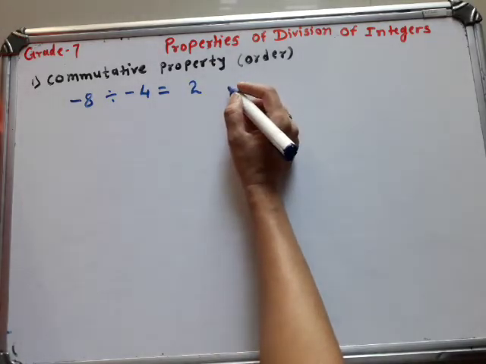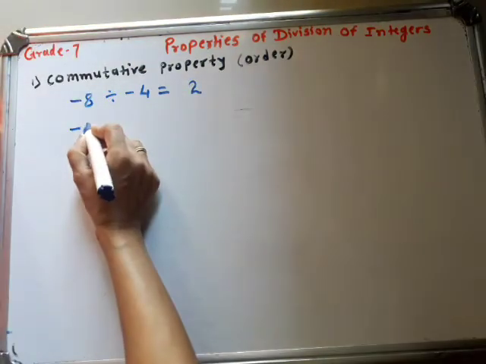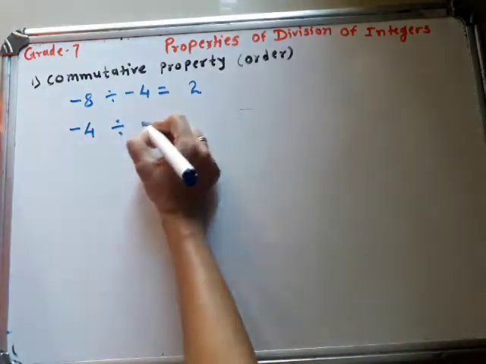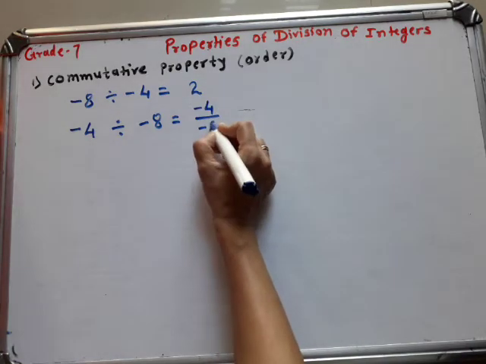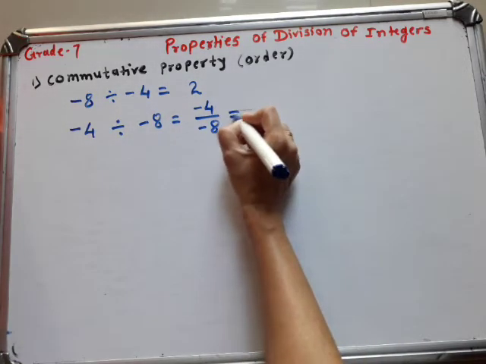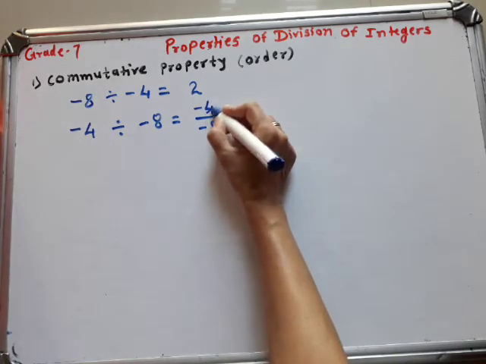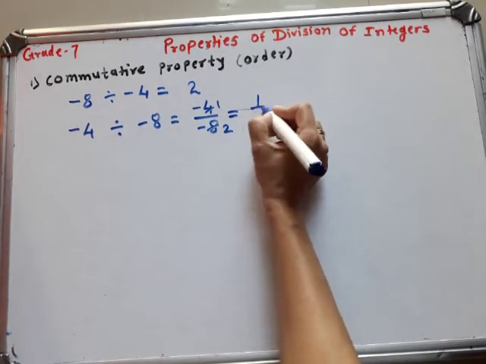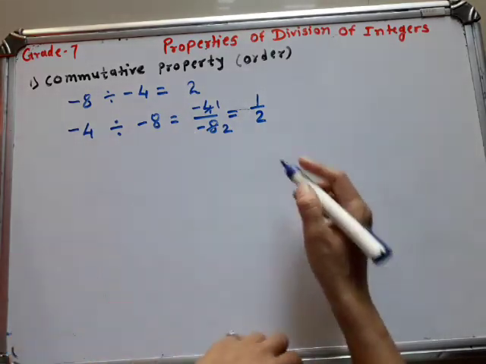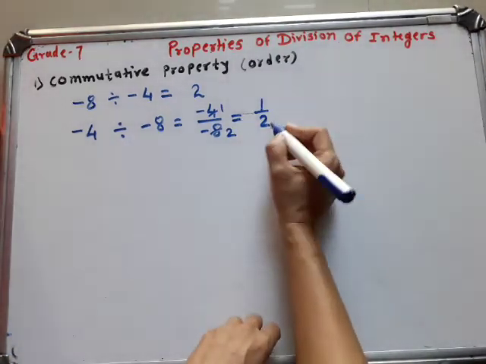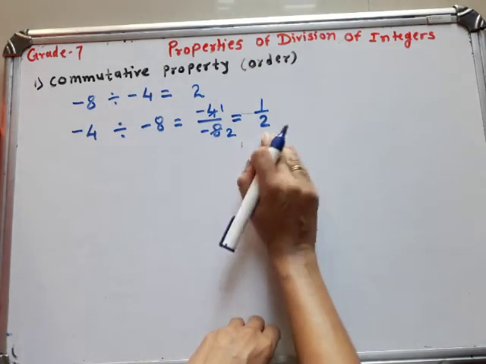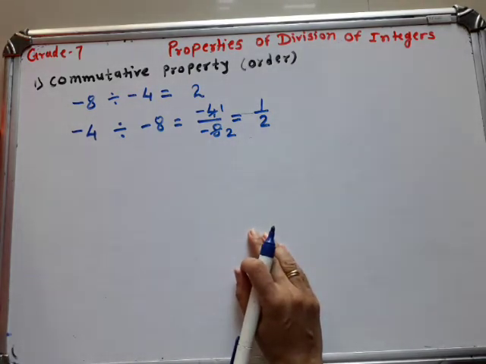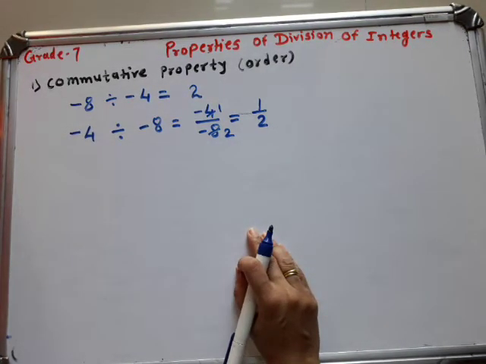But now we change the order of the numbers. Suppose we divide minus 4 divided by minus 8. This is possible. See here, 4 divided by 8: 4 ones are 4, 4 twos are 8, so the answer is 1 by 2. Both are negative signs, so we get a positive, but this is not an integer because it is a fraction. So the commutative property does not hold true for division of integers.